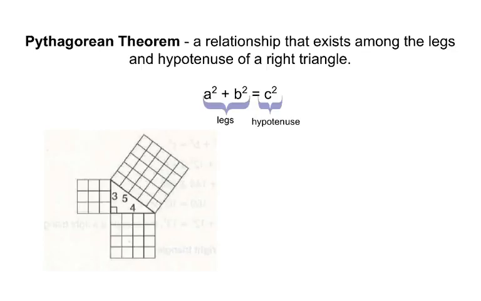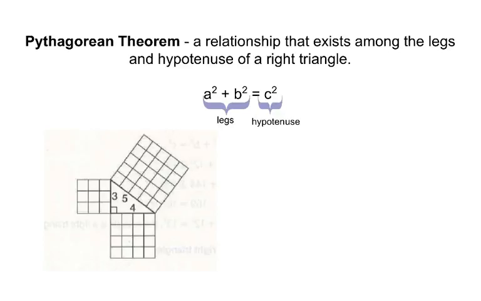The Pythagorean theorem was developed by Pythagoras, who was a scientist, mathematician. And it's a relationship that happens between the legs and the hypotenuse of a right triangle. And what it says is, if you square the legs and add them together, the length of the legs, you should end up with the square of the hypotenuse.